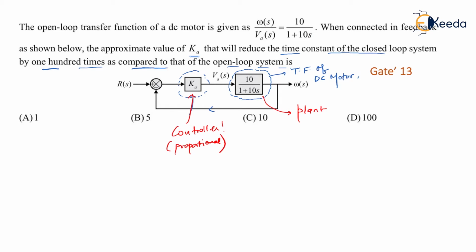And if you use a proportional controller, it actually affects the time constant of the open loop system. So again, I'm not going into the technicalities because we haven't started the controller chapter, but just to give you a small feeling of what a controller is. So I'll assume that I don't know what a proportional controller is, and I'll solve the problem with my existing knowledge.